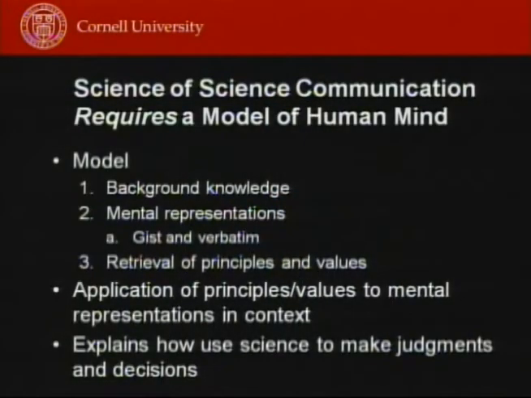One of the things I think that we require, it's not an option, we require for a science of science communication, is a model of the human mind, the receiver of these messages we're trying to send. So those are three basic constructs that come from my theory and are shared by others. Background knowledge, mental representations, of which there are two types, gist and verbatim, and I'm going to talk about that, and retrieval of principles and values that are applied to these mental representations.